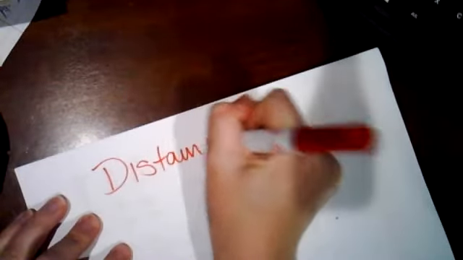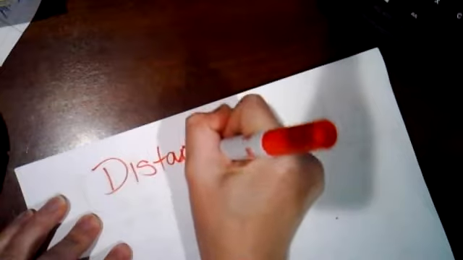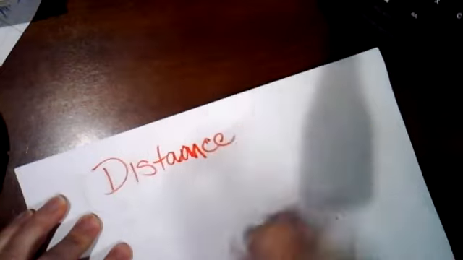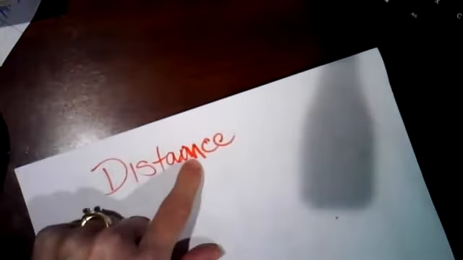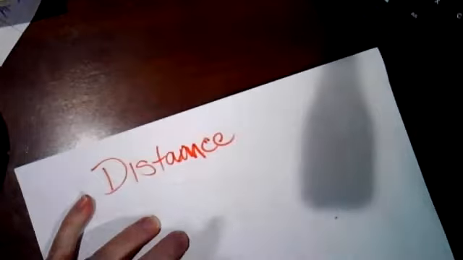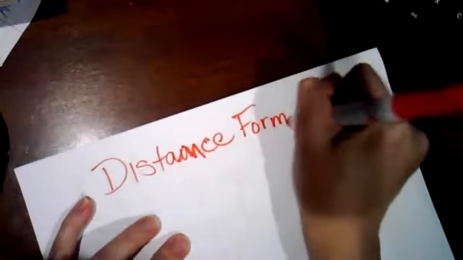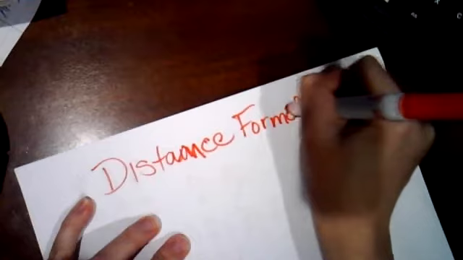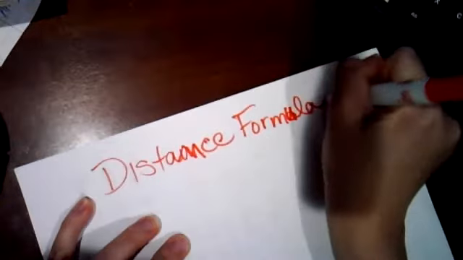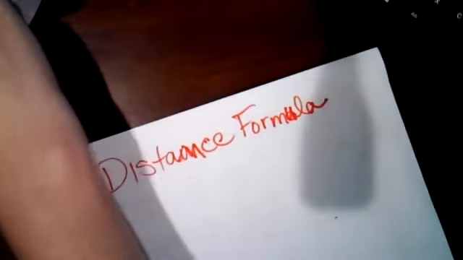Next part of the lesson. This is distance formula, and this you're going to put in your notes. I kind of misspelled distance. That's an N, by the way. It looks like an A. Okay, so distance formula. I'm on a roll.